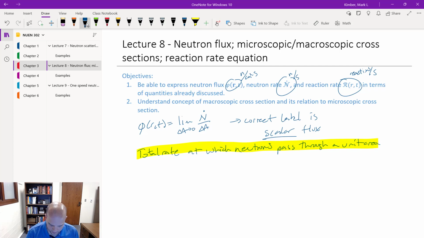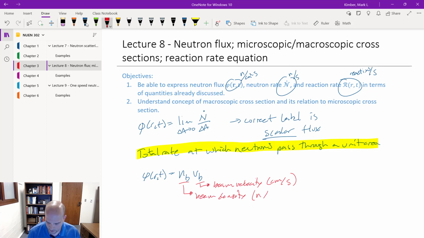And so we could also define this in terms of our beam velocity. Let me reorder that: in terms of our beam density and our beam velocity. So this will have units of length per time, and this one here is our beam density. This is a review from last lecture. This will be neutrons per volume.